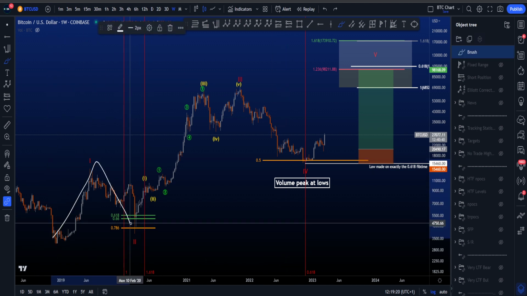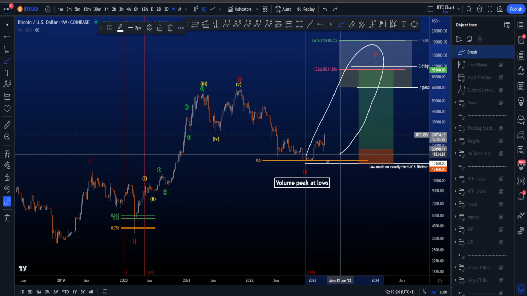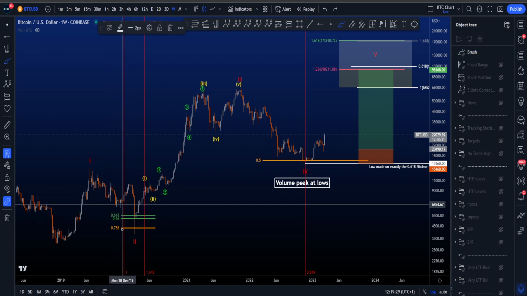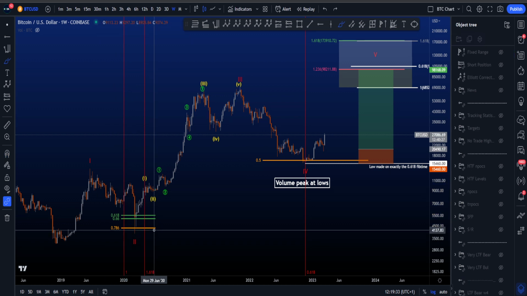I'm looking for a 1, 2, then a 3, 4 and then a 5 to the upside, currently working on wave 5. Now, as you can see, wave 2 over here bounced perfectly at the golden pocket area, 0.618 and 0.66. People call this the COVID dump. I call it wave 2.